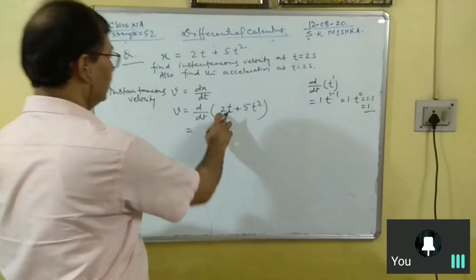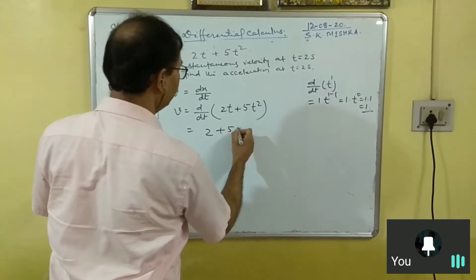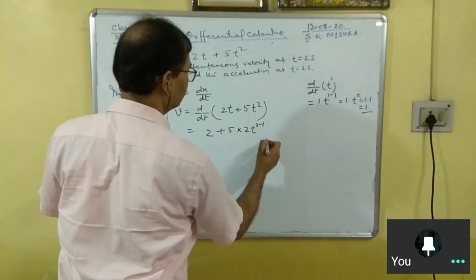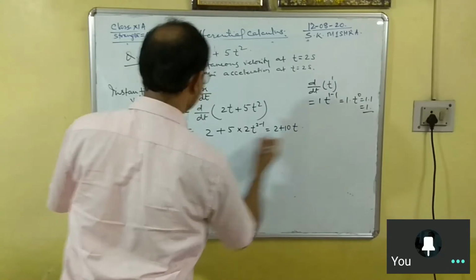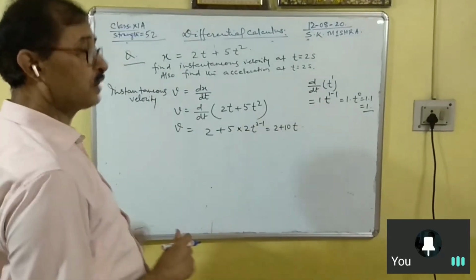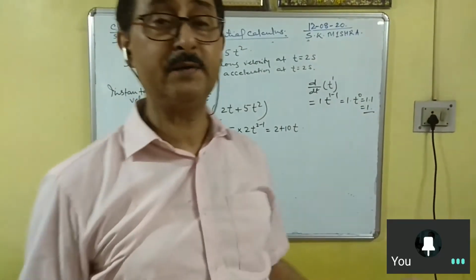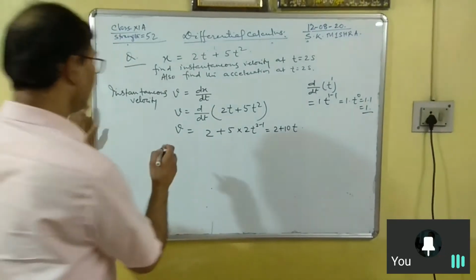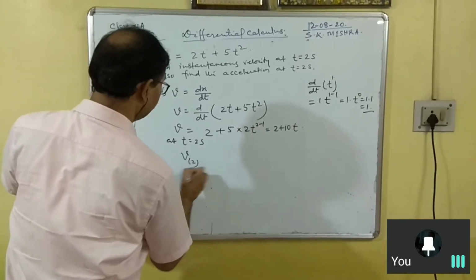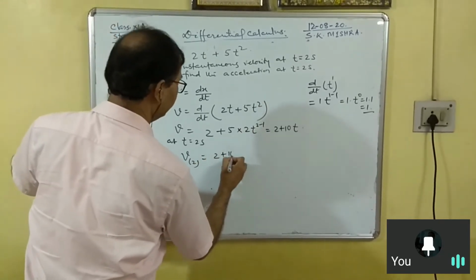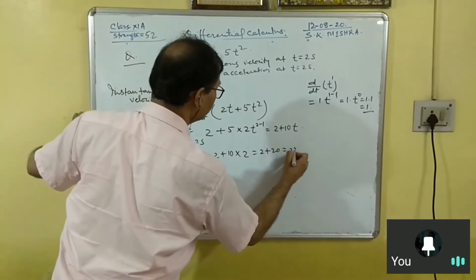So this is 2 only, plus 5 and then t square. For t square, n is 2, so n times t to the n minus 1. So this is 2 plus 10t. It means velocity is not constant. It's time dependent. So at different time intervals, velocity will be different. This is the scenario. So velocity at t is equal to 2 seconds: instantaneous velocity at 2 seconds is 2 plus 10 into t, and t is 2 only. So 2 plus 20, that is 22 meter per second.